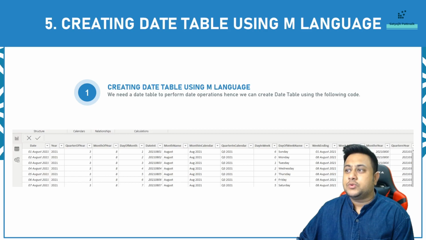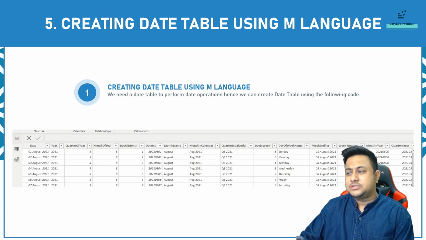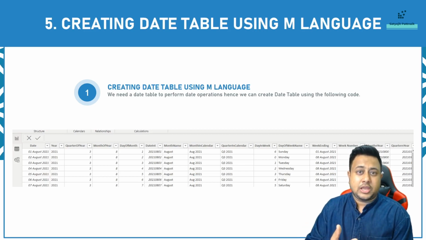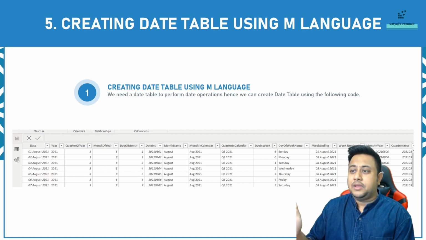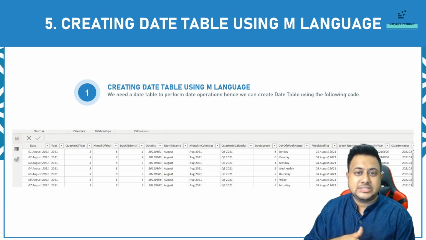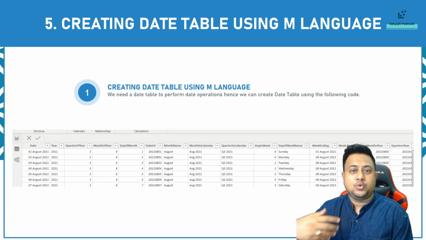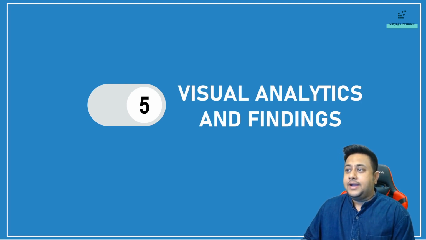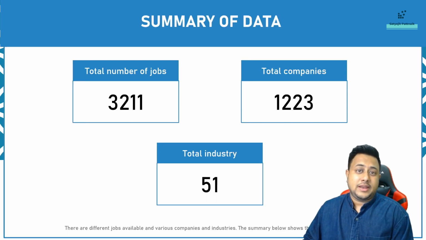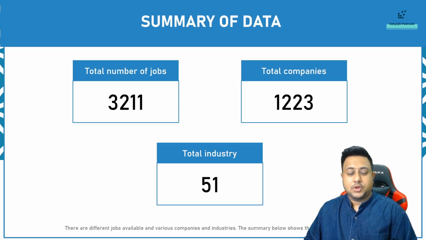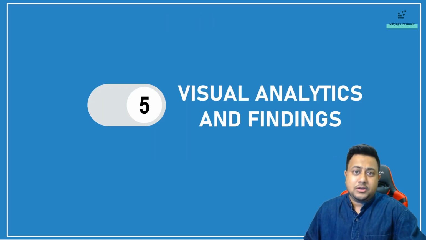Creating data table using M language. Here we have used M language. This is basically in Power BI, but as we are talking about the Tableau part, we will be using some Python scripts to convert the data into our desired format. I'll be skipping this part, and we will start talking about the visual analytics. What are the different insights? Okay, so far so good.